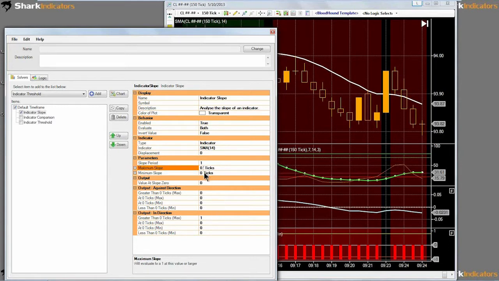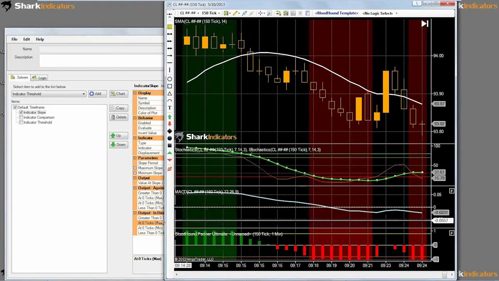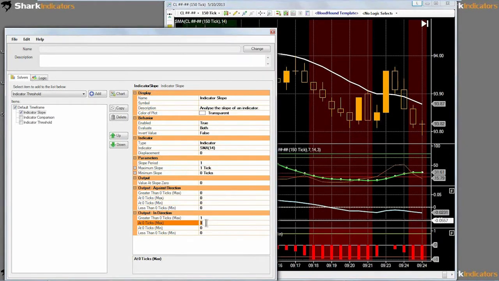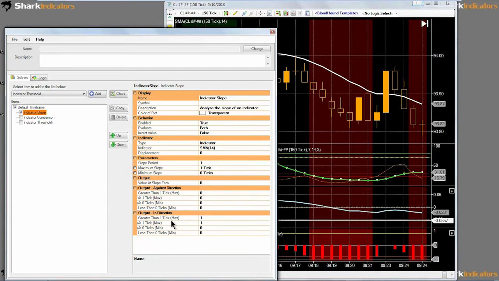Maybe I need more. Actually, yeah, let me use a 1 tick slope requirement. There we go. You'll notice that the description field didn't update when I put 1 tick in here. So I'm just going to click on another solver real quick, click back, and now you can see my fields are updating.